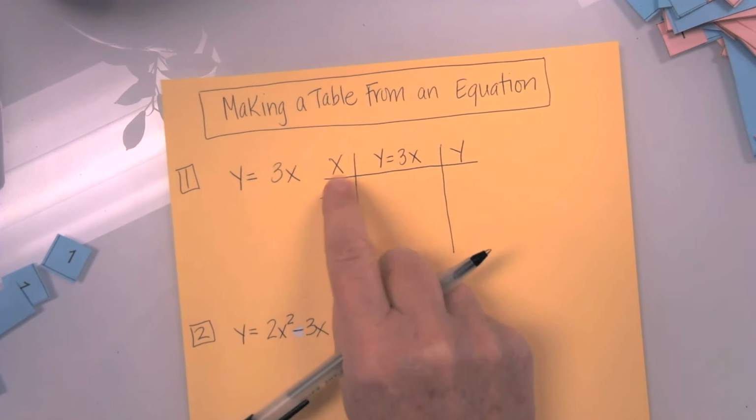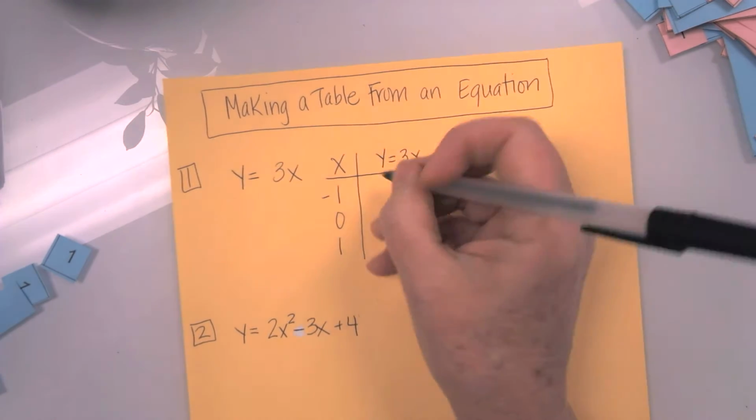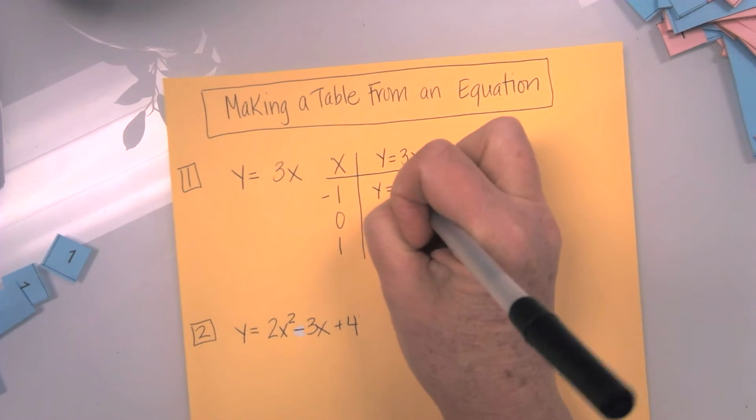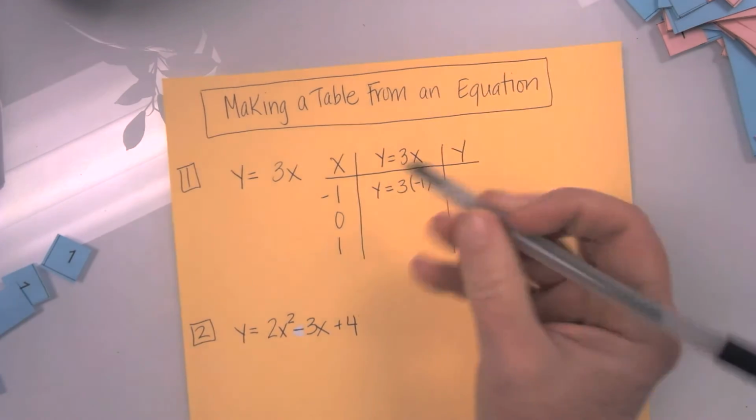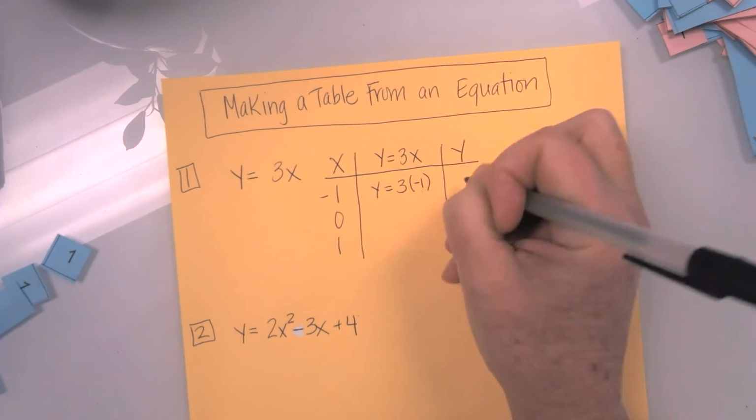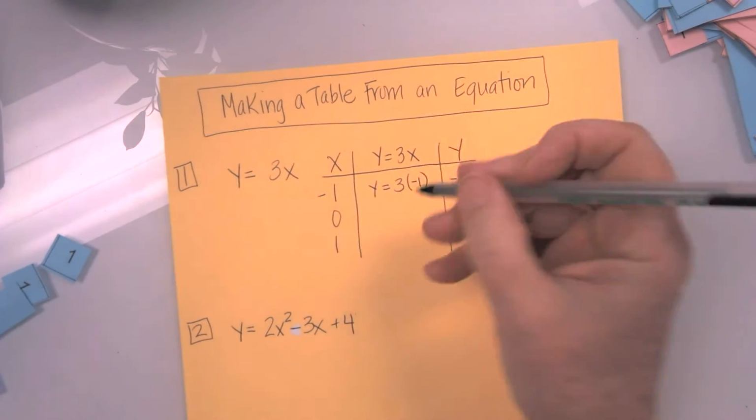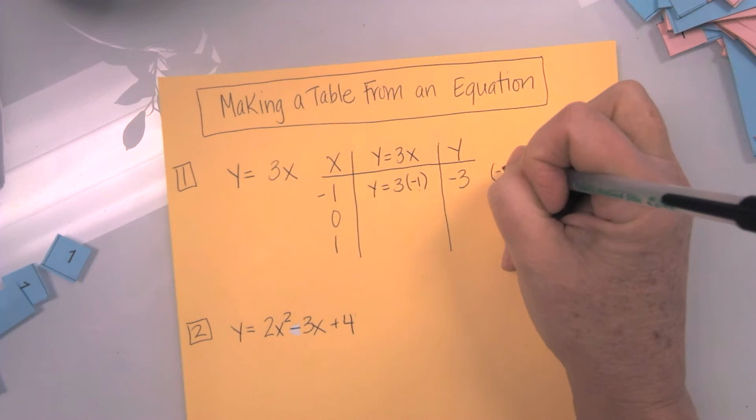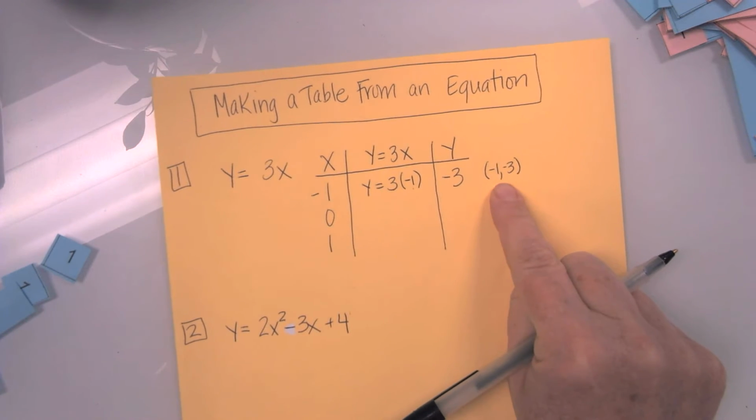Now, what this means is x is now -1. I've decided it's -1. So if it is -1, that means wherever there is an x, I'm going to substitute in -1. Well, 3 times -1 is a -3. There's our first point. Now we would actually graph that because remember this is -1, -3. That is a point that we can graph on a coordinate plane.